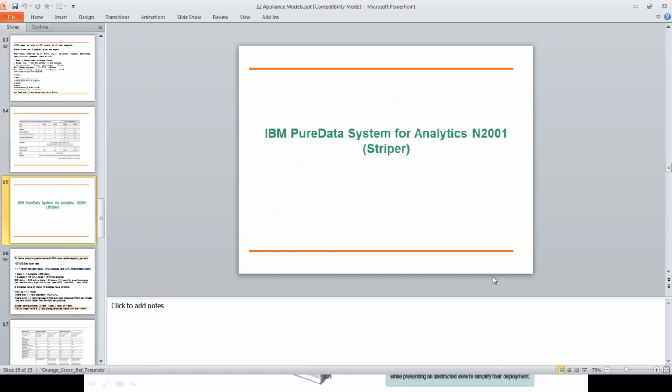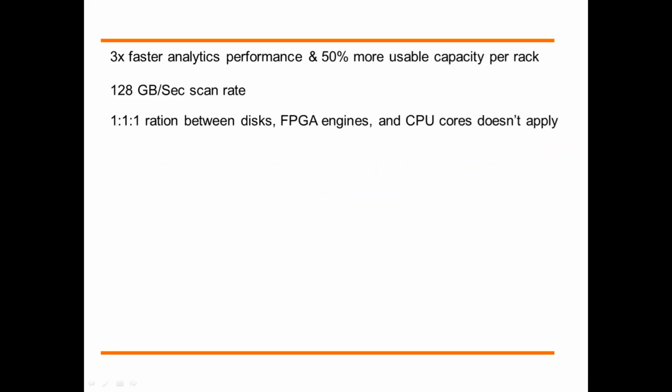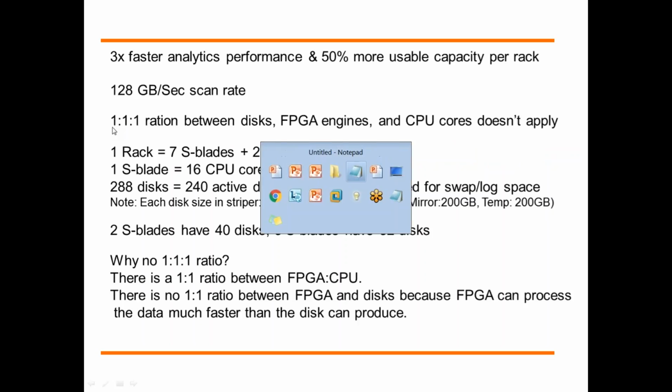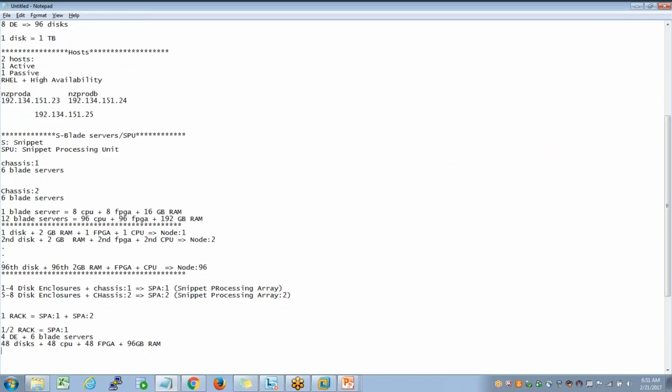Now the interesting thing is what changed in Striper and Mako. There is no 1 is to 1 is to 1 ratio. What is this 1 is to 1 is to 1 ratio? If you look at a half rack or full rack or 2 racks or n number of racks in Twin Fin architecture, for every one disk there is an associated one FPGA and one associated CPU. Of course, there is also somewhere around 2 GB RAM. If you take that out, we simply call it a 1 is to 1 is to 1 ratio.